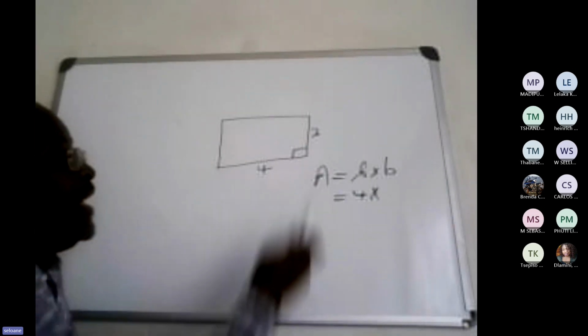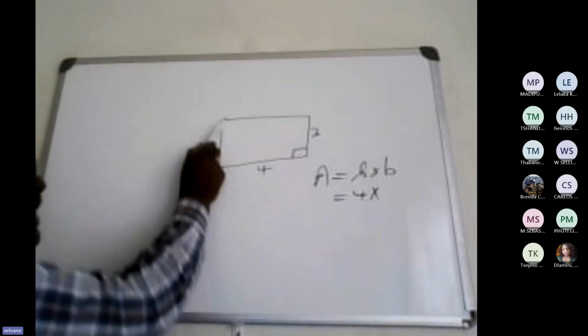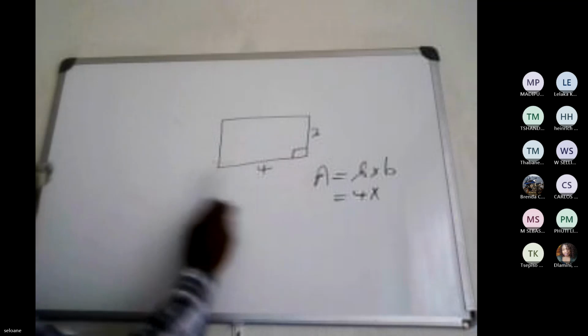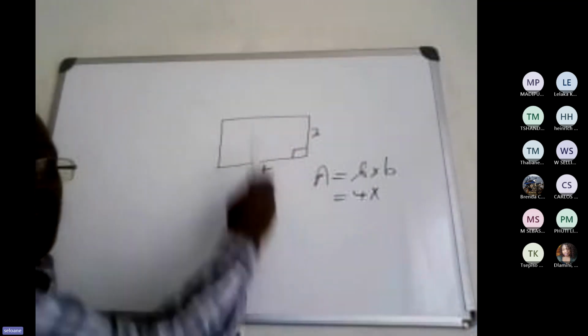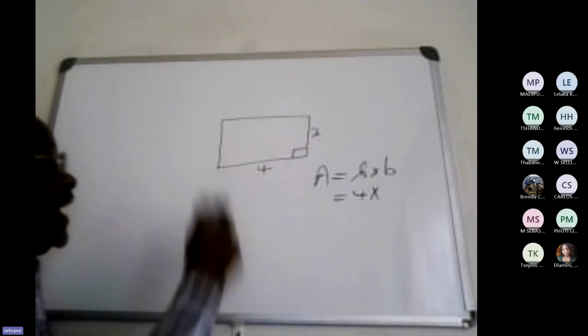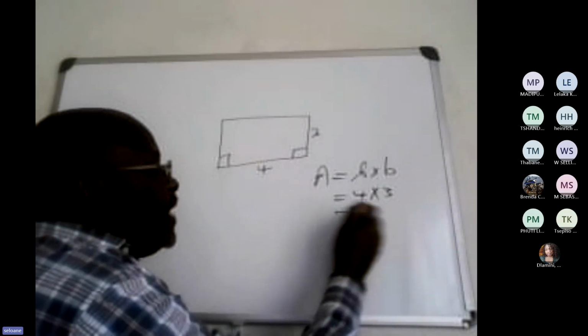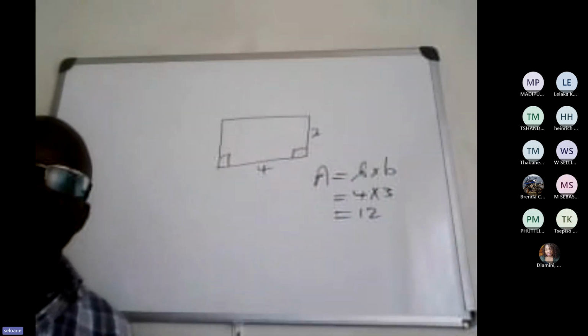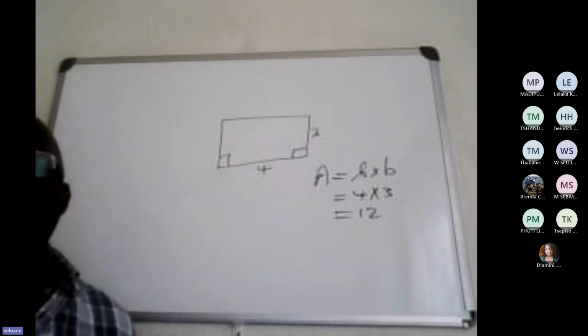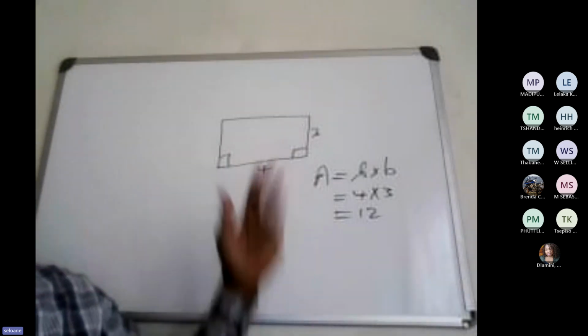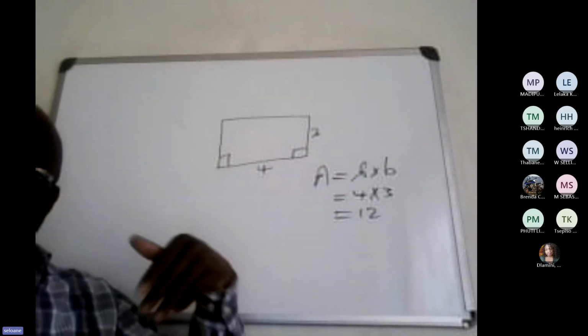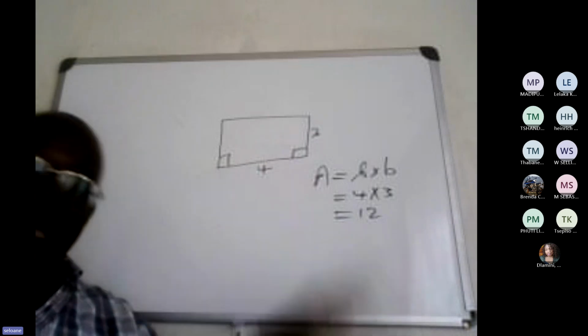multiplied by B, which is this distance, which we know is the same as this distance because it's a rectangle. It has a right angle here. Then it will be 3. Then the answer will be 12 square units. It will depend on the measuring units here, maybe 12 centimeters squared or 12 kilometers squared, 12 meters squared, whatever.